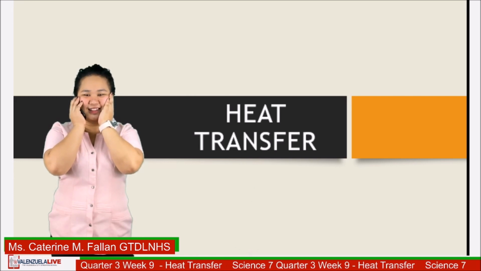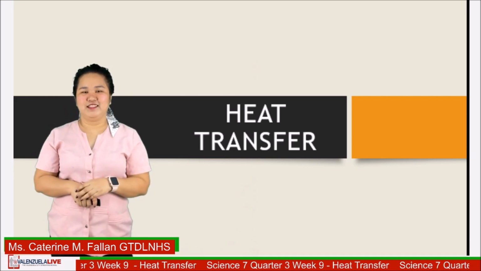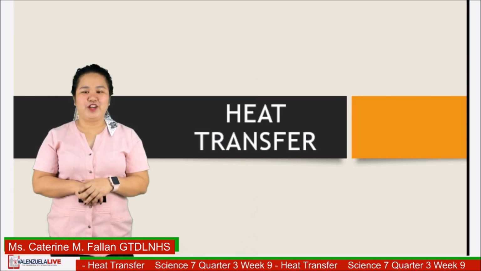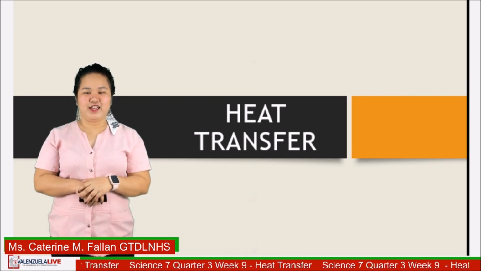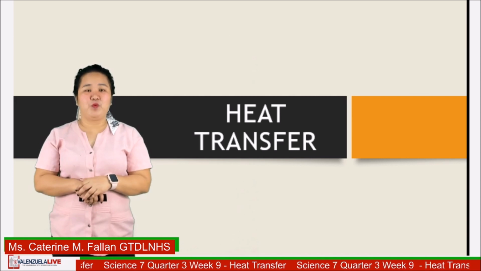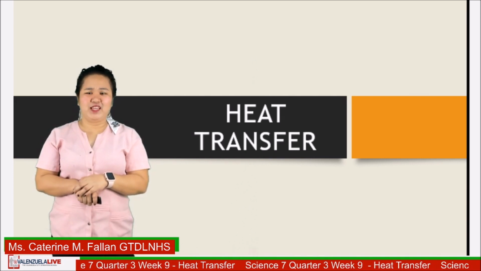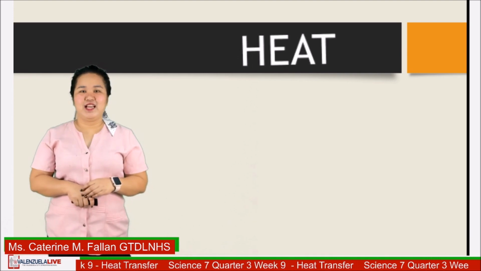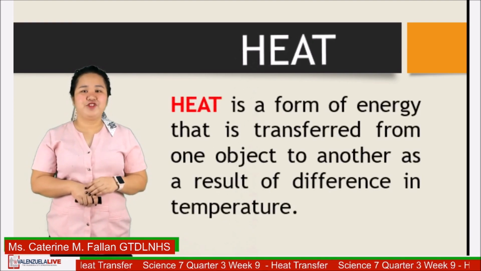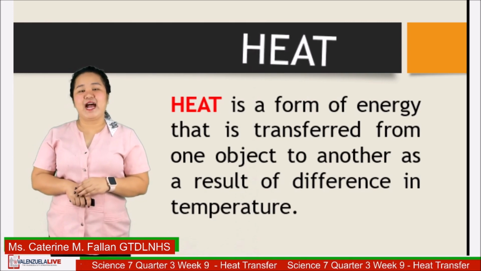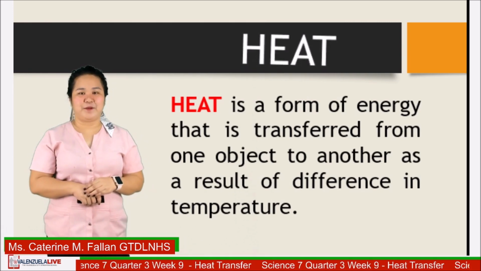What did you feel? You feel warm because of the friction of rubbing your hands together. That friction between your hands produces heat. But what is heat? So from that simple activity, we can define heat as a form of energy that is transferred from one object to another as a result of difference in temperature.